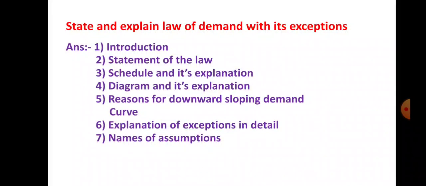Student, what I discussed with you today: what is a law of demand. Okay, introduction point. Number 2 is a statement of the law of demand. After that, I explained law of demand with the help of schedule. After that, I explained the law of demand with the help of diagram, right? After that, I explained why demand curve slopes downward from left to right. What are the reasons behind it? That also I explained. What are assumptions under the law of demand? And finally, what are exceptions under the law of demand?